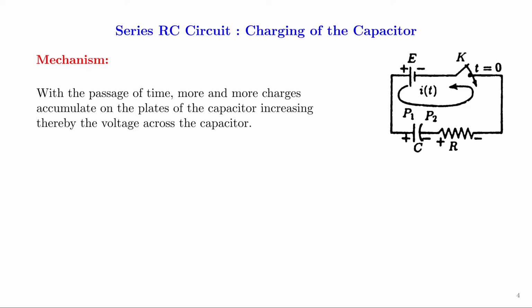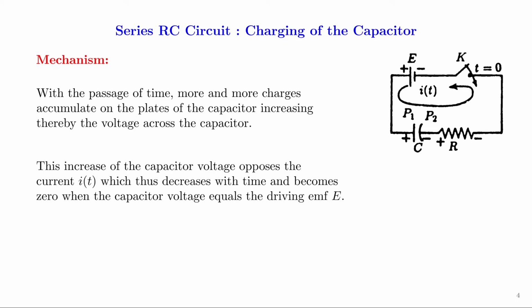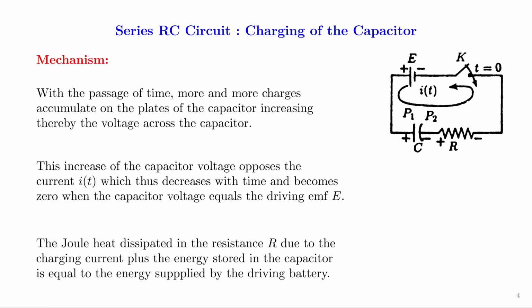With the passage of time, more and more charges accumulate on the plates of the capacitor, increasing thereby the voltage across the capacitor. This increase of the capacitor voltage opposes the current I_T, which thus decreases with time and becomes zero when the capacitor voltage equals the driving EMF E. The joule heat dissipated in the resistance R due to the charging current plus the energy stored in the capacitor is equal to the energy supplied by the driving battery.